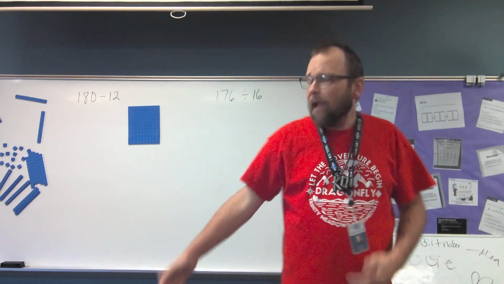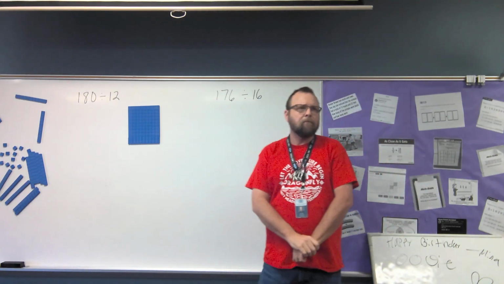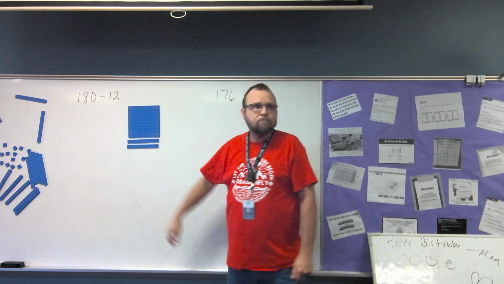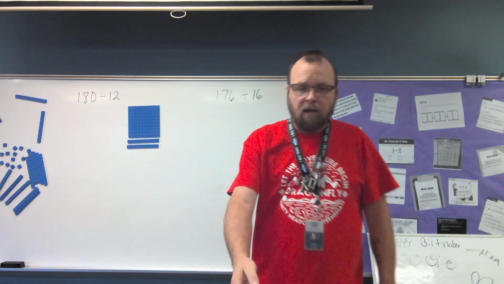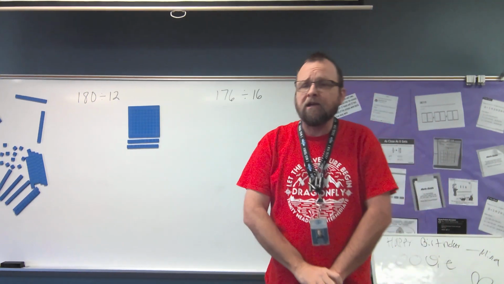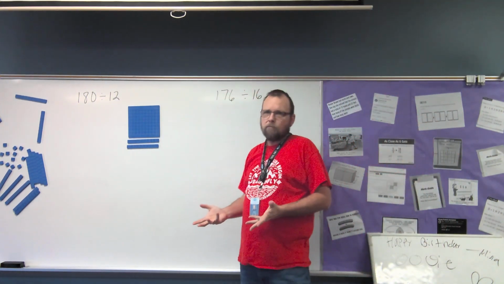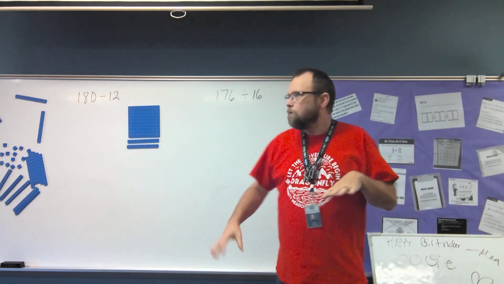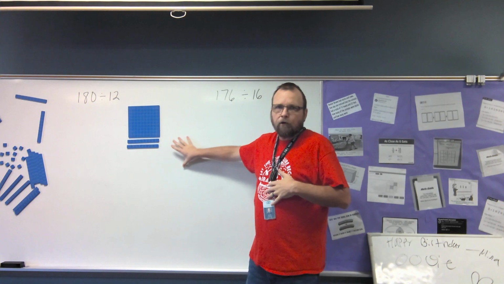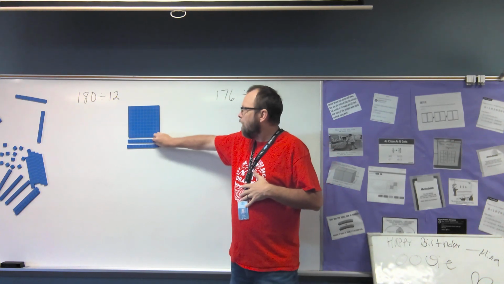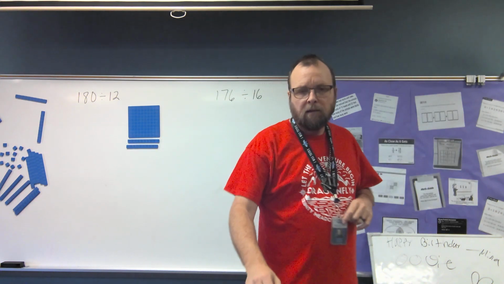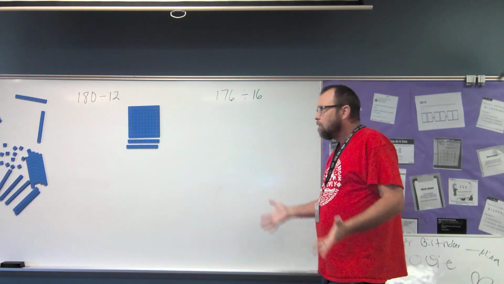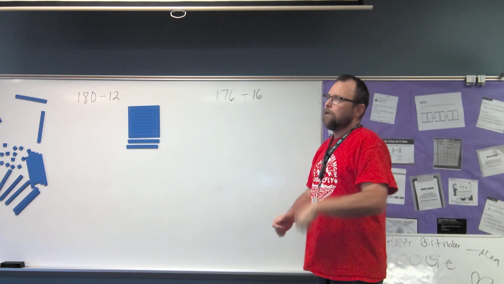Ava, how many do I have up here currently? 120. And Serenity, how many do I need total? 180. So I'm going to form a rectangle that has 180 in it. So if I have 120, I need 180. Kira, how many more am I going to need?